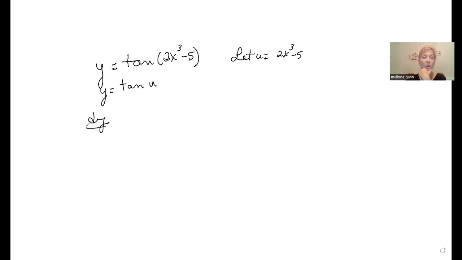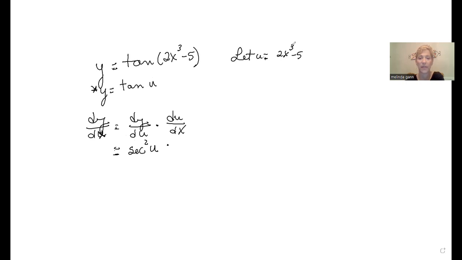Then I do my dy to dx, which is going to be the derivative of y with respect to u times the derivative of u with respect to x. So I have y's and u's together right here. Remember we learned in class last time that the derivative of tangent of an angle is secant squared of that angle, times du to dx, which is over here.